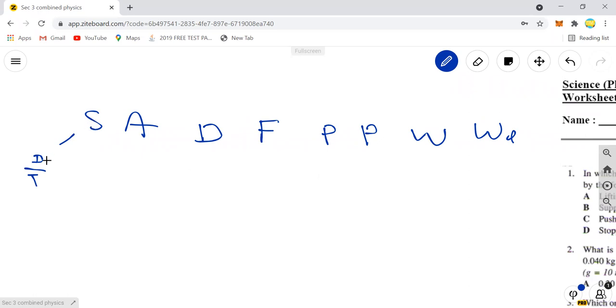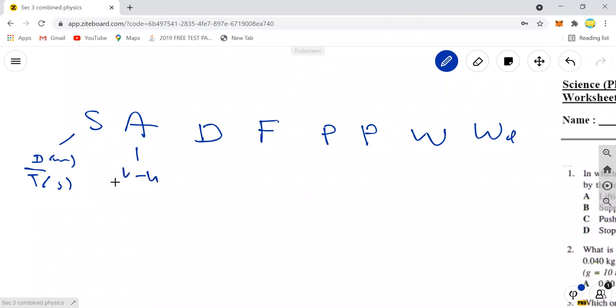What's the SI unit for distance? This is meter per second, right? So of course this is meter, and time is second. Okay, next one. What does A stand for? Acceleration. What's the formula?